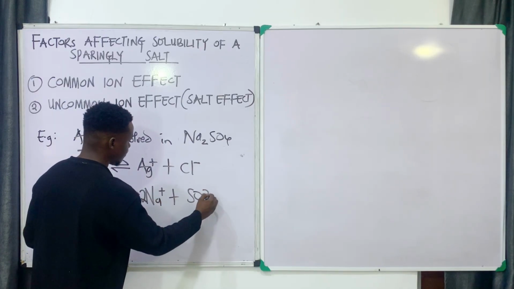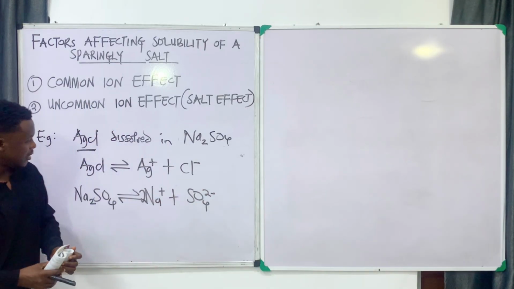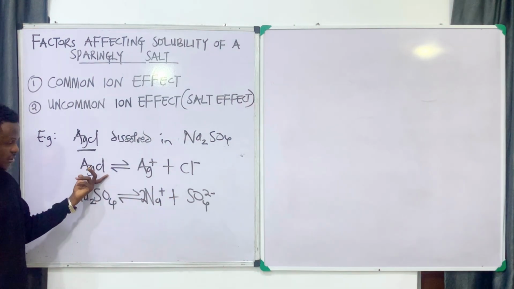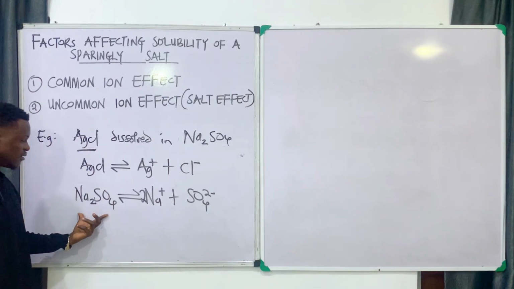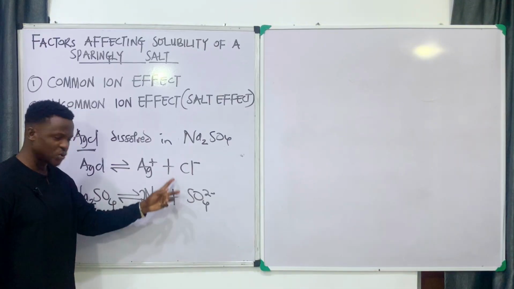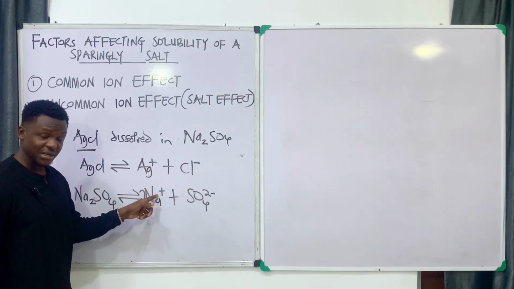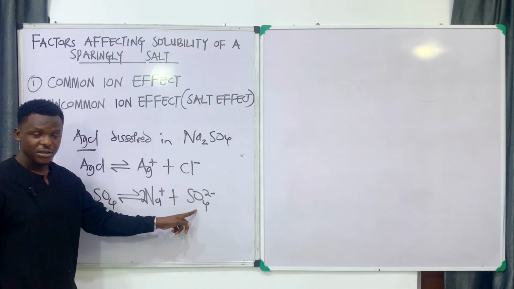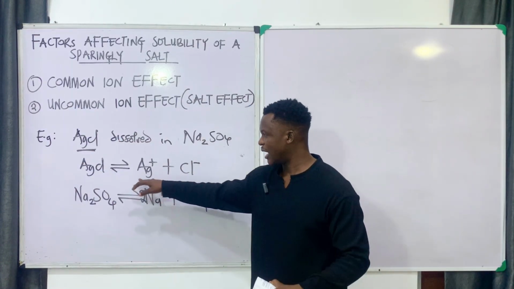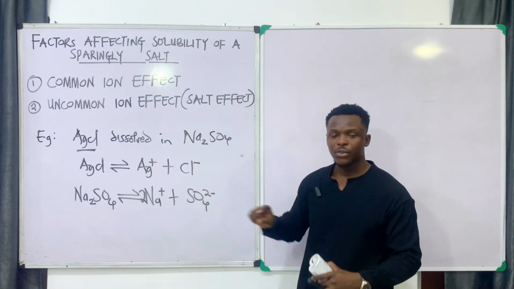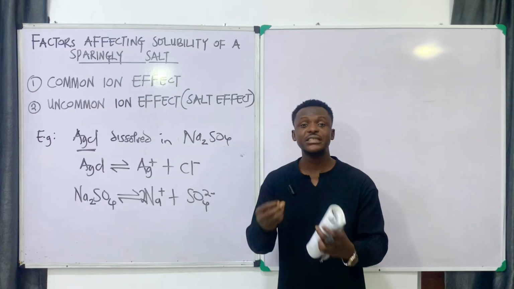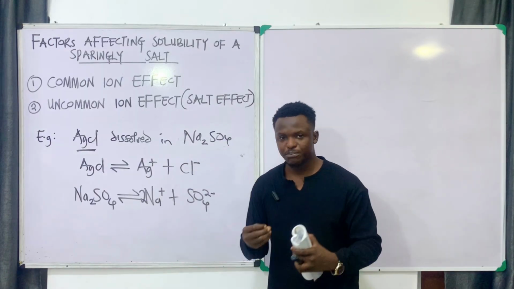Guys, these are the ions of the sparingly soluble salts, and these are the ions of the added salts. If you notice, there is nothing common between the two of them. Ag plus is not the same as this. This is not the same as this. So you notice that these ions present are uncommon with the ions of the sparingly soluble salt. Therefore, the presence of an uncommon ion increases the solubility of a sparingly soluble salt.